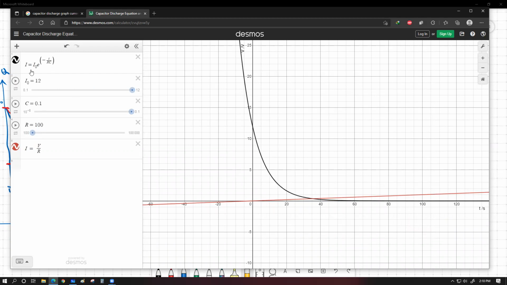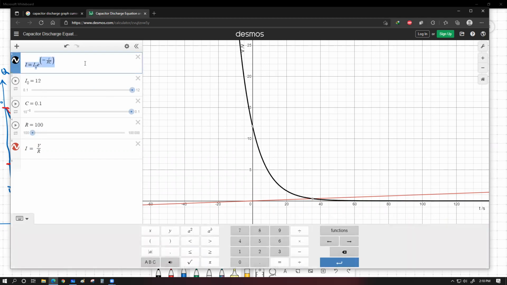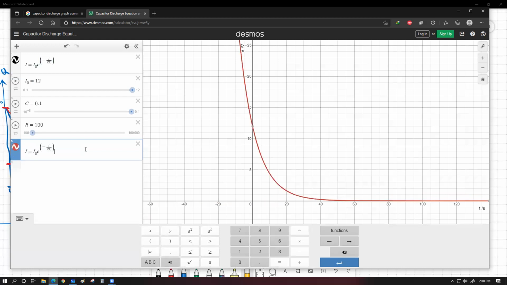All right. This is black. And the next one is going to be there. This is the graph that I was looking for.